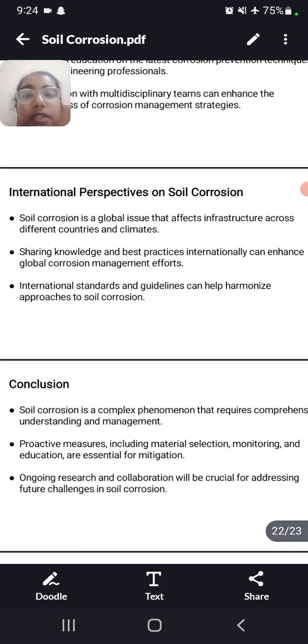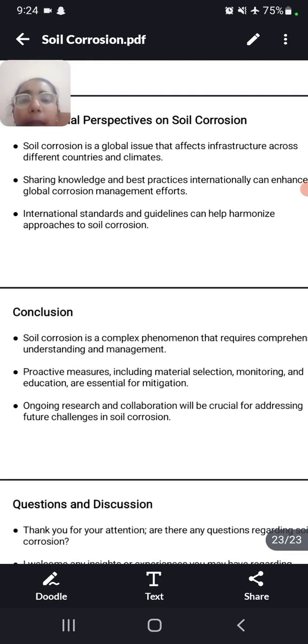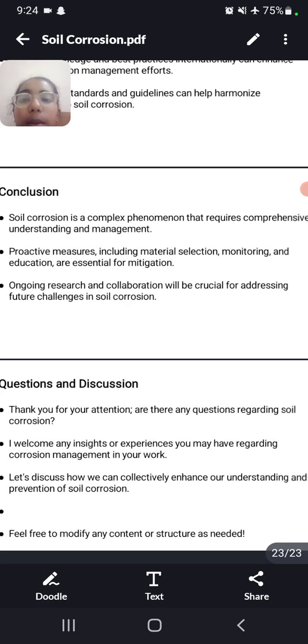International perspectives of soil corrosion. Soil corrosion is a global issue that affects infrastructure across different countries and climates. Sharing knowledge and best practices internationally can enhance global corrosion management efforts. International standards and guidelines can help harmonize approaches to soil corrosion.